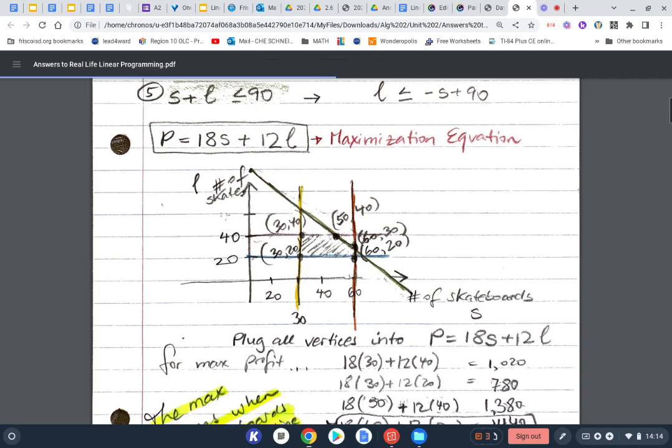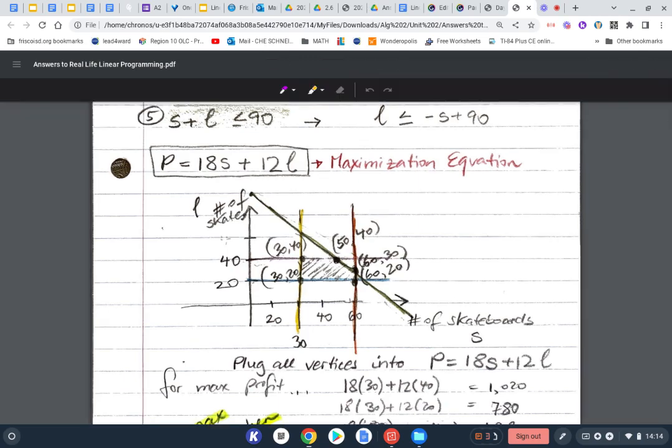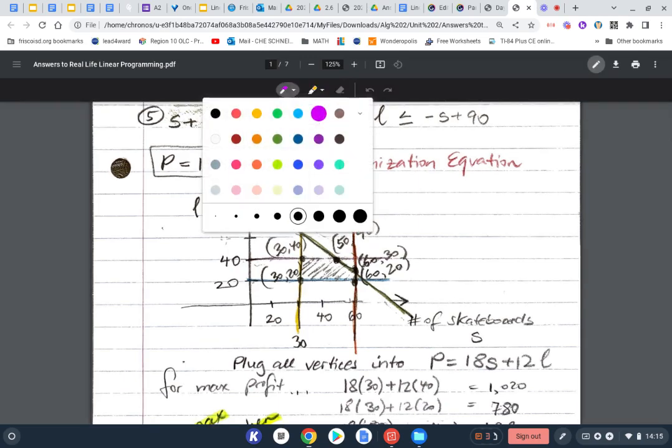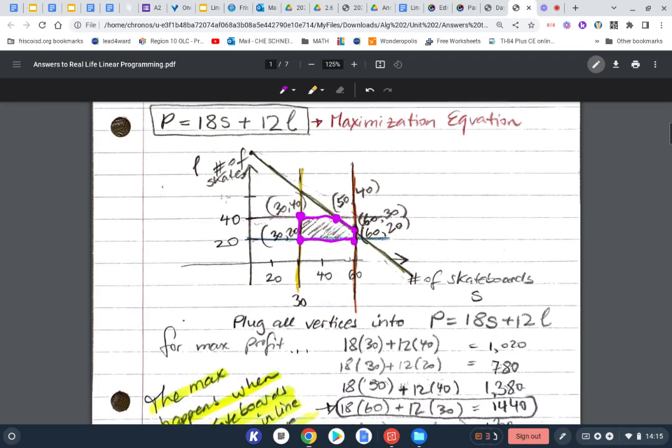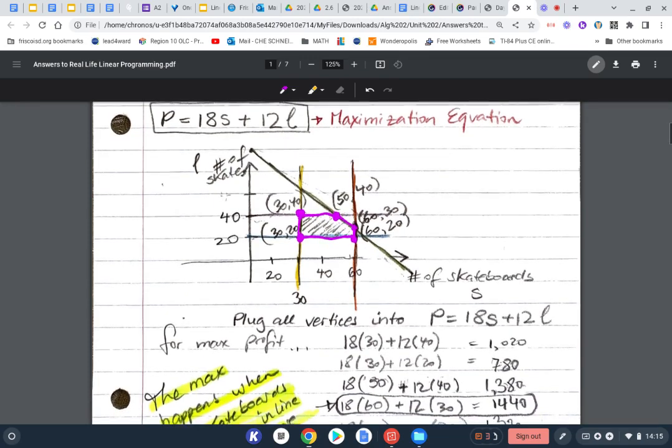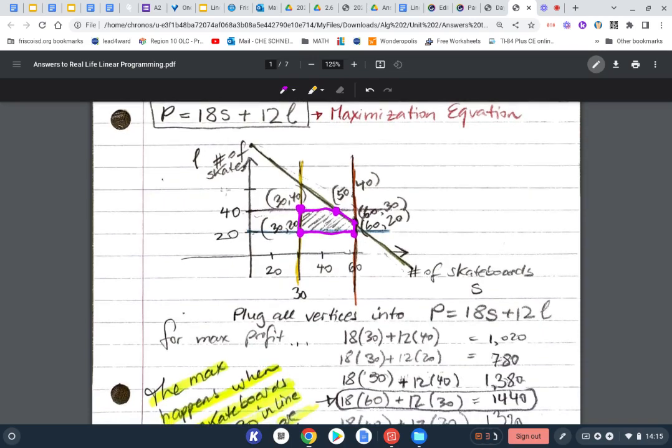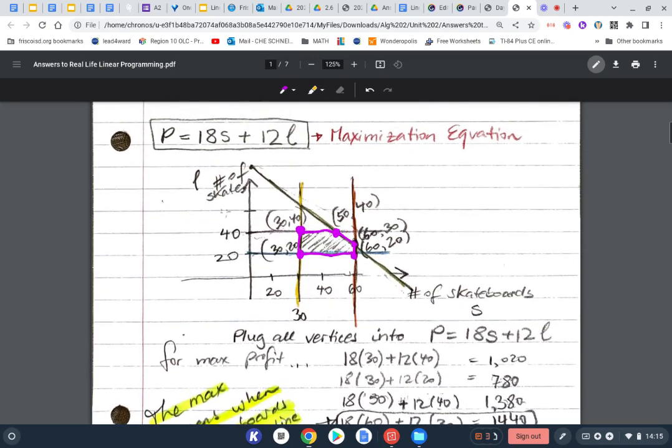So let me show you right quick. As you can see, the region, just check it out. The region right here, the enclosed region ends up being some sort of polygon. And you have vertices. These are the vertices I'm talking about. You will have to find out what the location of each vertex is, and then you're going to use your optimization, in this case maximization equation, to plug those values in for your x. In this case, it's s for me, and your y-axis represents L, inline skates.